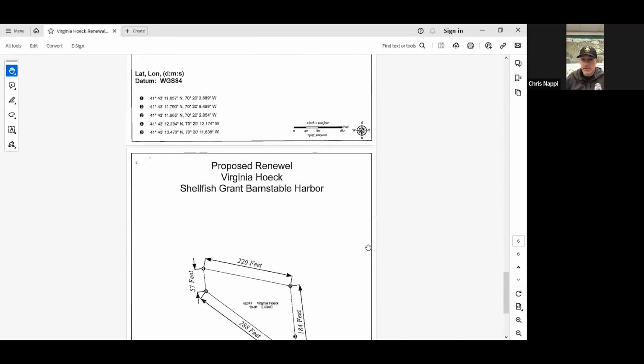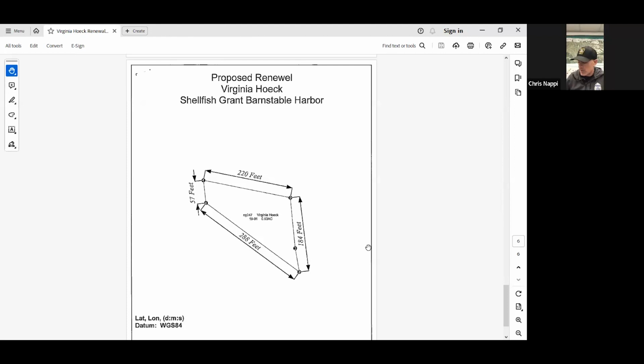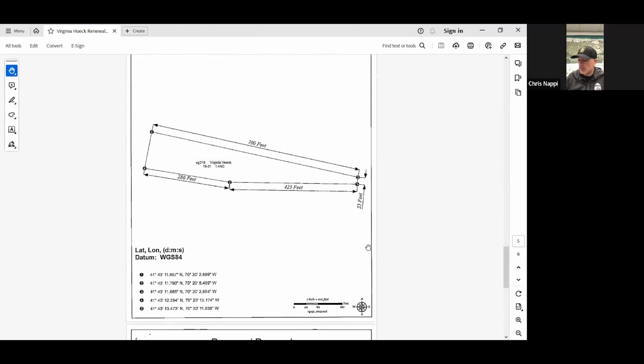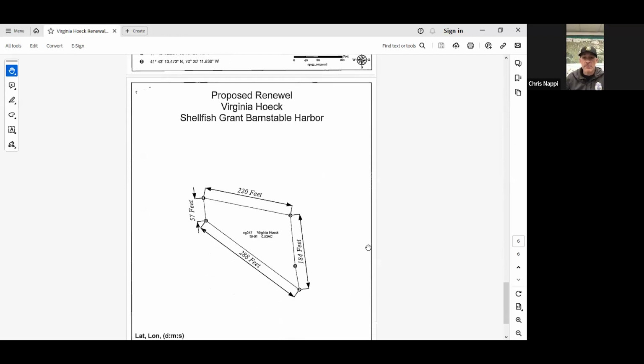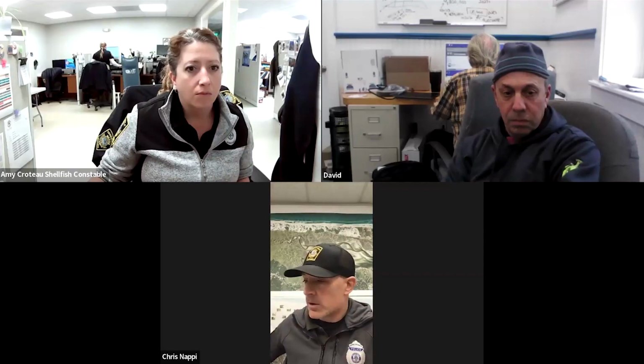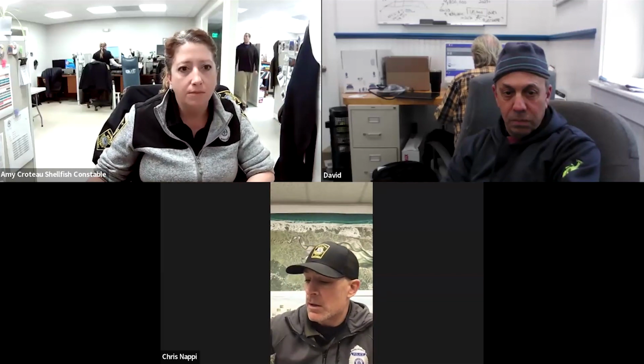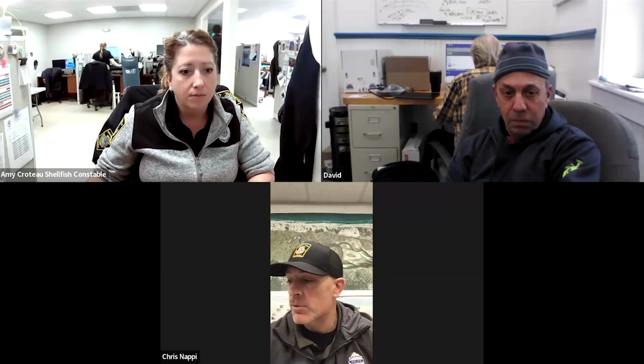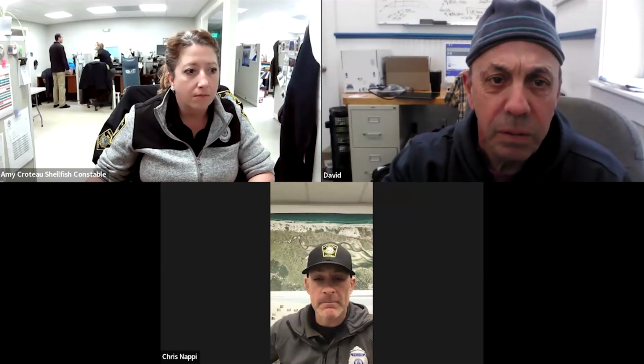This site is actually split into two spots, one 1.4 acre site and one 0.53 acre site. So it's pretty straightforward. Cape Cod Oyster has been operating at this spot for quite some time. So we have Dave Ryan present. Dave, would you like to add anything else other than what's on the application? There we go, I'm unmuted. No additional comments. Okay, thank you.